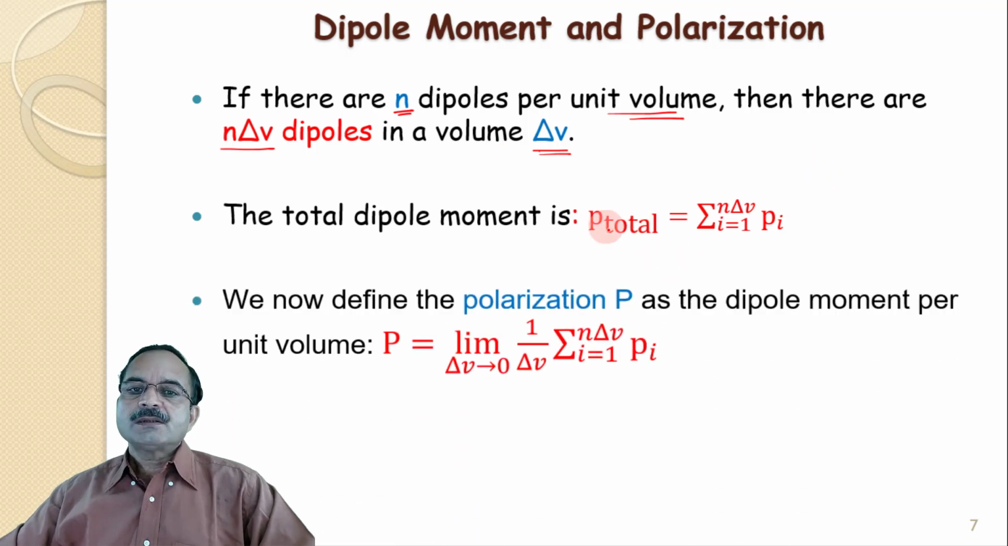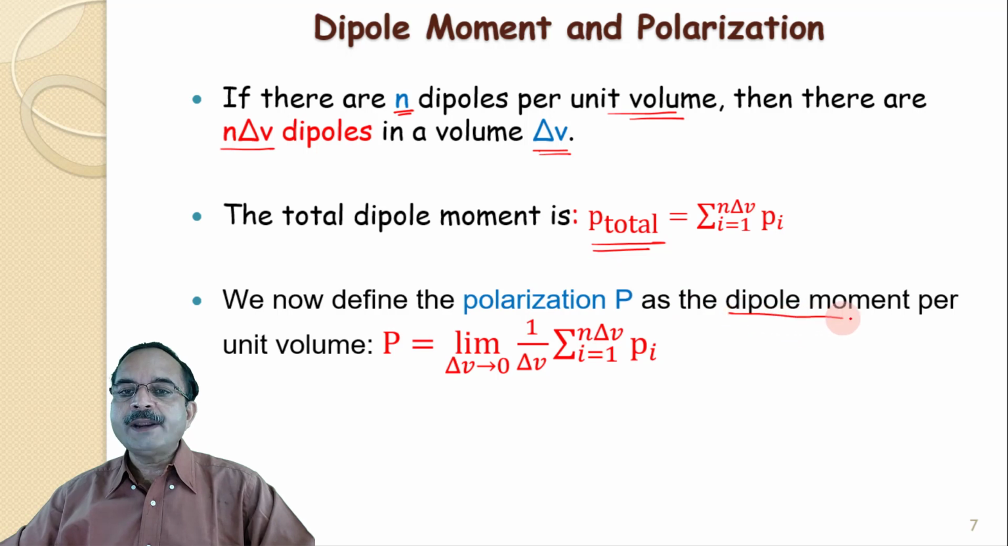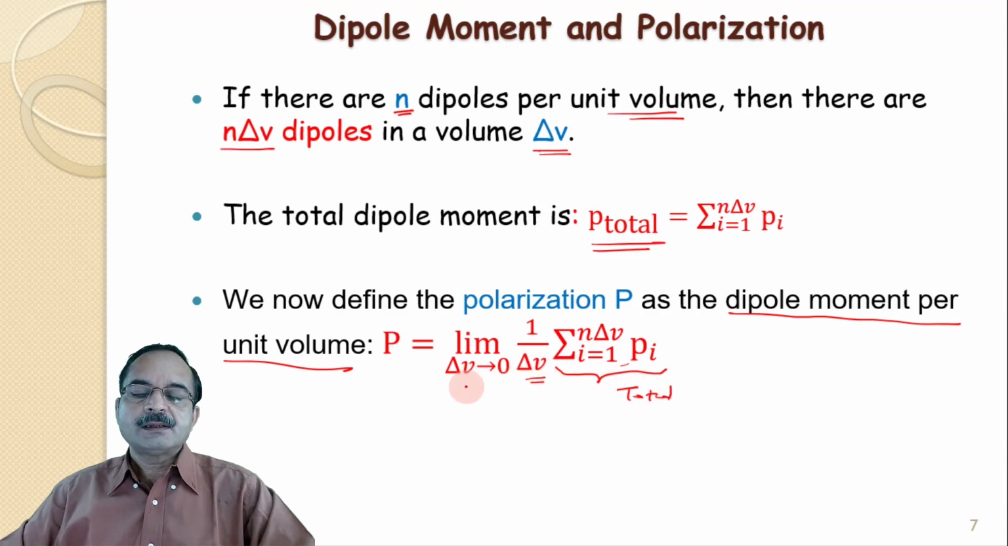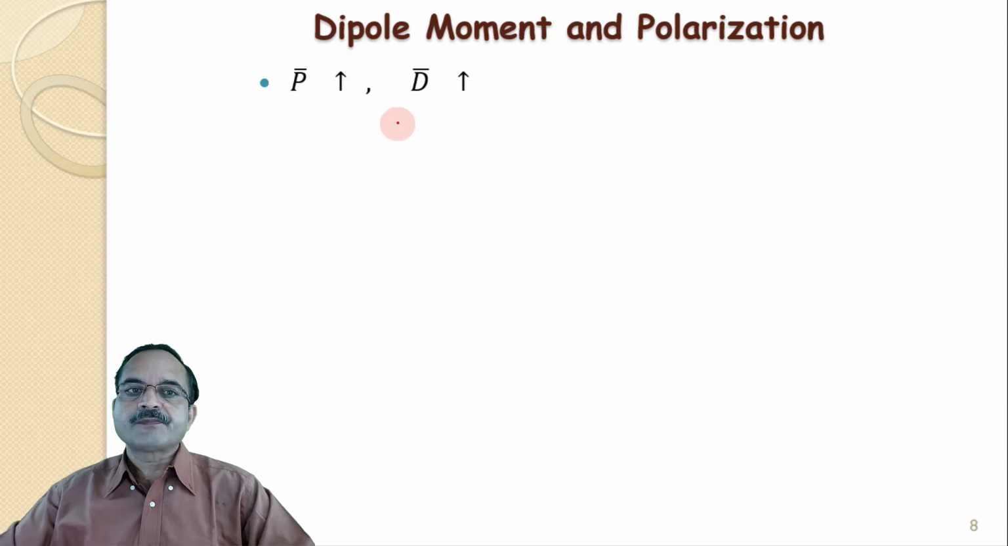Now, based on this total dipole moment, we will define what polarization is. Polarization is the dipole moment per unit volume. This is the total dipole moment we have just seen. To find the dipole moment per unit volume, we divide this total dipole moment by the volume delta V, as delta V tends to 0. This is the mathematical definition of polarization.